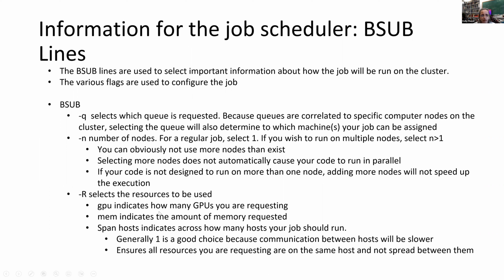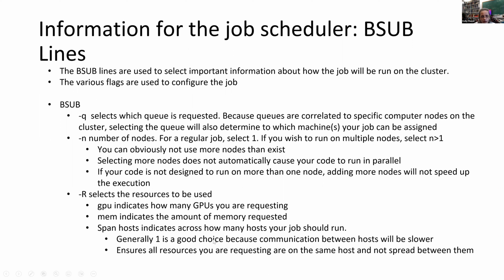You want to specify how many GPUs you are requesting. So it is possible to execute on more than one GPU at the same time. So your code may be parallelized, and it may be optimized to run on the graphical processing units. So again, you need to know what kind of code you're running and how it can be run. And you need to select the correct version of your code to run in order to reap the benefits of doing this. Mem is going to indicate the amount of memory that is requested.